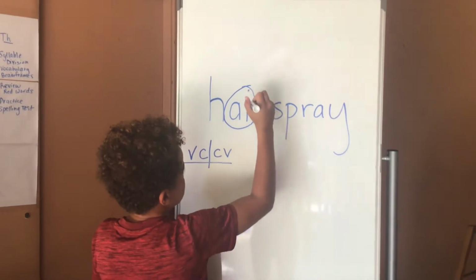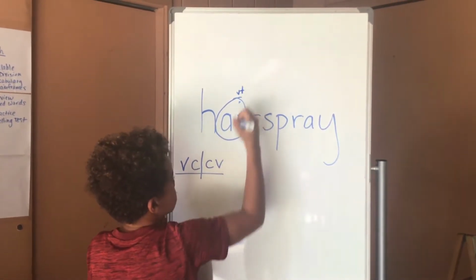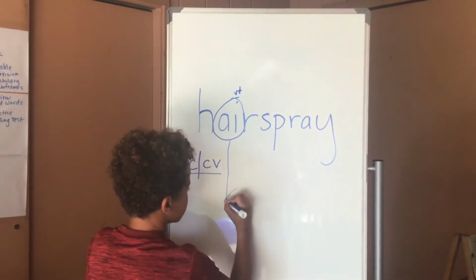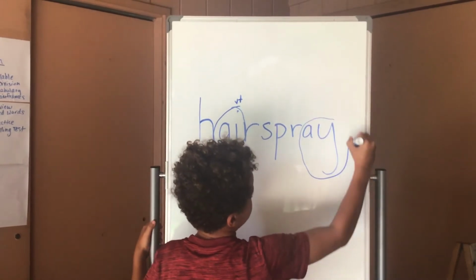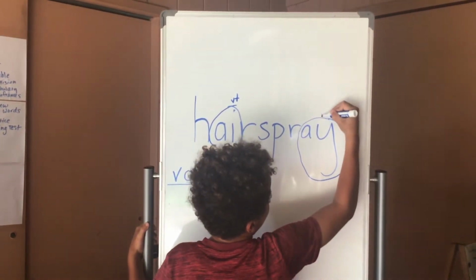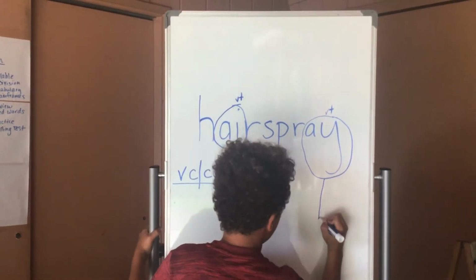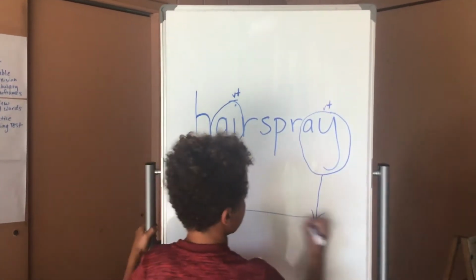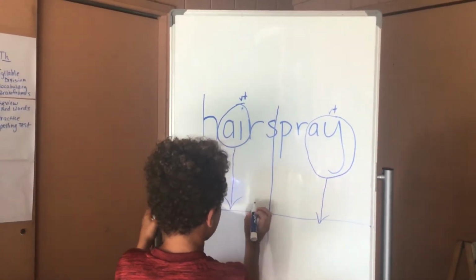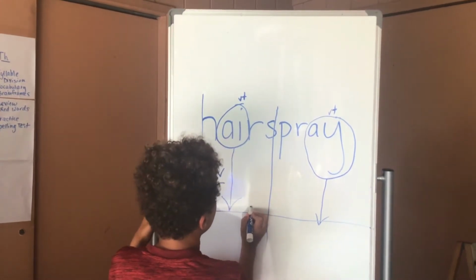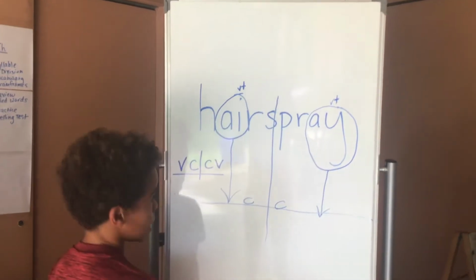Draw a circle from the vowel team. Draw a line V. And then draw another circle from the vowel team. And draw a line V. And draw a line vote. And cross it. And then the R is a consonant. The P is a consonant.